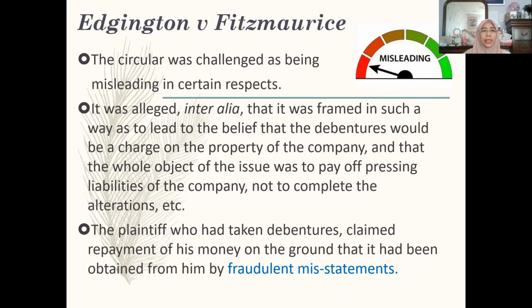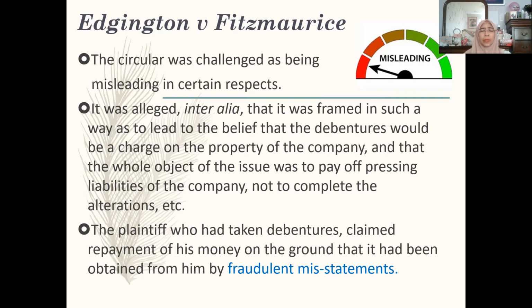But later, it was discovered that the circular was misleading. So that's why they brought the case to the court. The circular was challenged as being misleading in certain aspects. It was alleged that it was written in such a way as to lead to the belief that the debentures, the loan, would be a charge on the property of the company, and that the whole object of the issue was to pay off pressing liabilities of the company, not to complete the alterations, etc. So whatever was stated in the prospectus turned out to be something else. It wasn't really carried out.